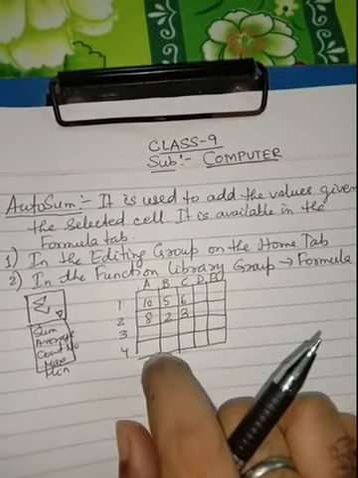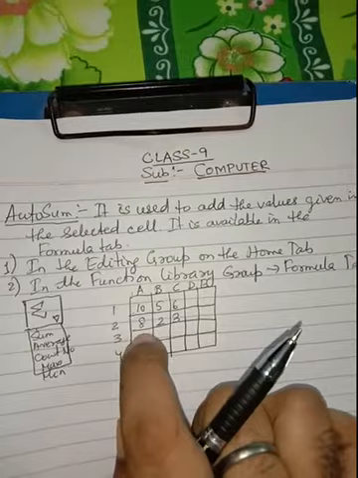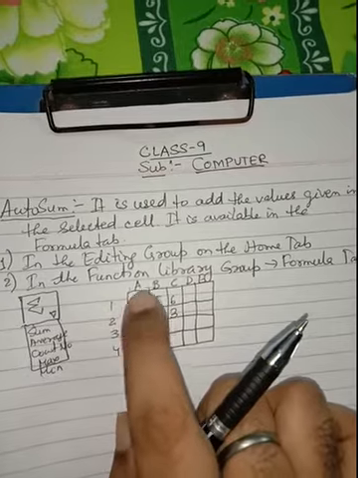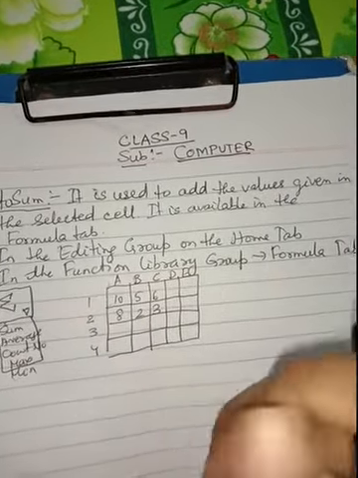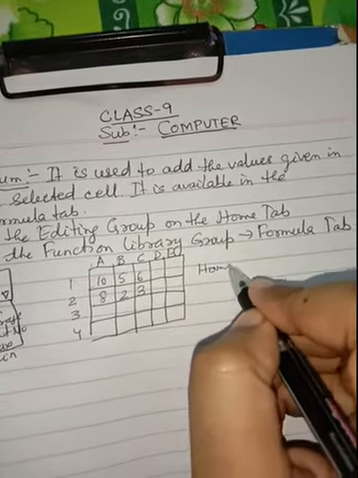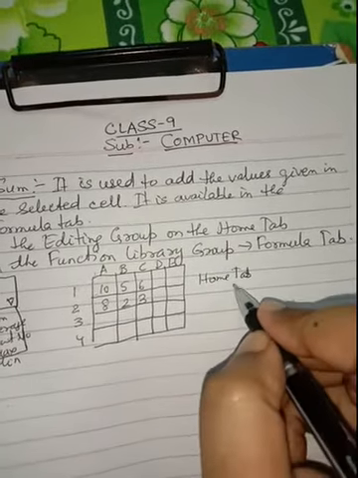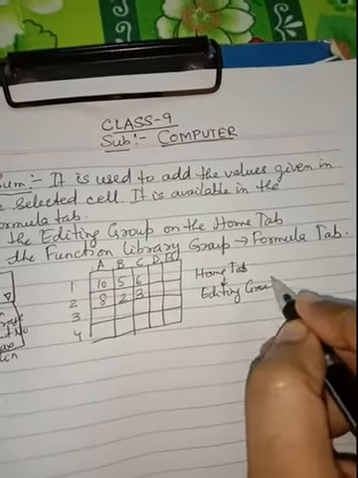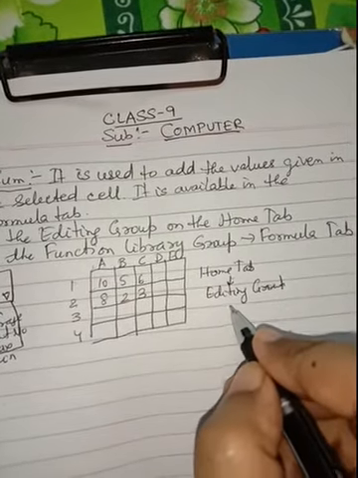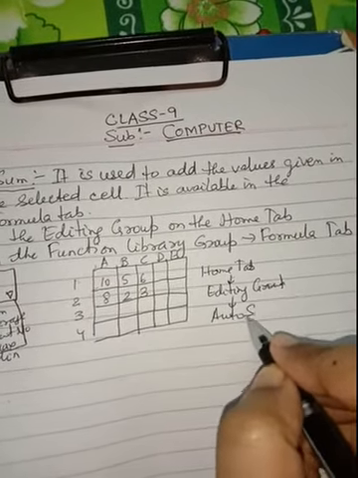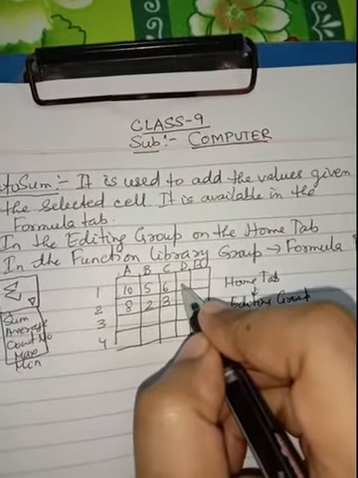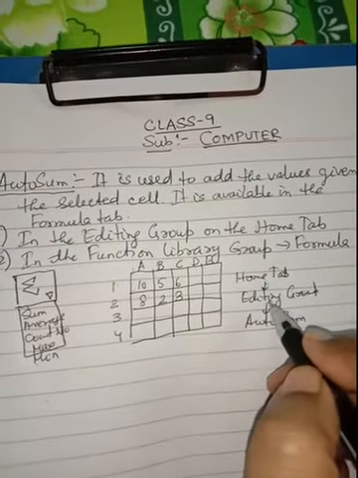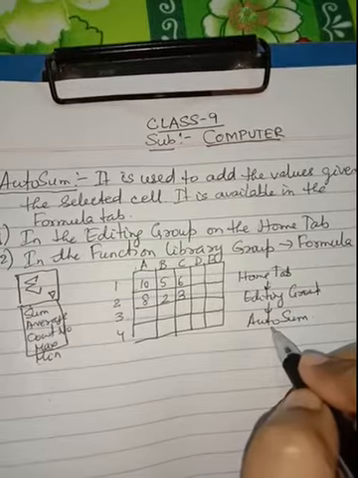Now what I have to do is select the cells. I can select the cells with the help of the mouse and keyboard both. After selecting the cells, I have to move to the Home tab first of all. From the Home tab, move to the Editing group, and in the Editing group I will have the AutoSum option, so from the Editing group to the AutoSum button.